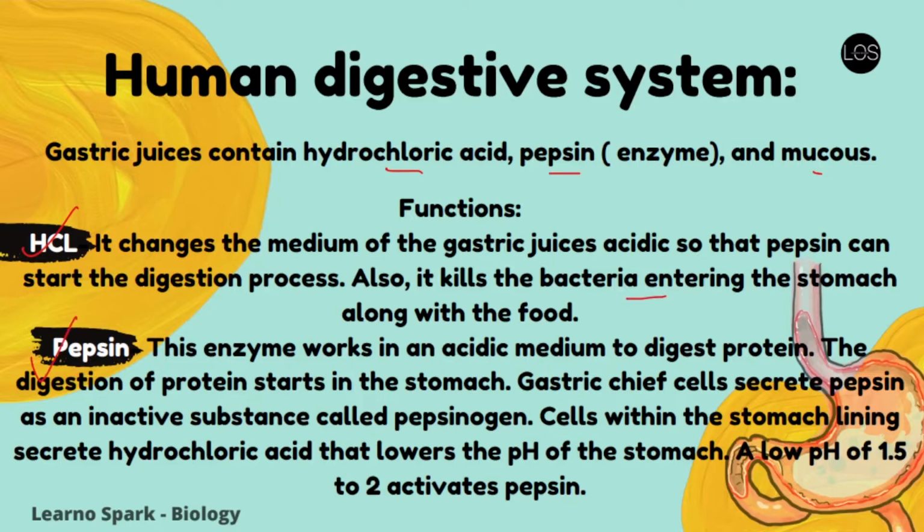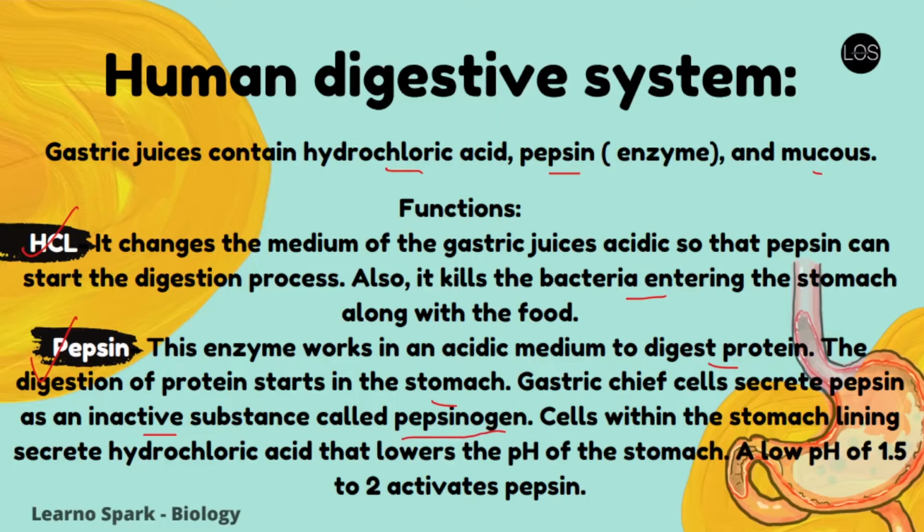Next is pepsin. So pepsin is an enzyme, as mentioned earlier also, that it can only act in an acidic medium, and this enzyme is responsible to digest protein. The digestion of protein starts in stomach, so this is a partial digestion only, not the complete digestion. Gastric chief cells secrete pepsin as an inactivated substance called pepsinogen. So pepsin is secreted inside the stomach in an inactivated form, that is pepsinogen.